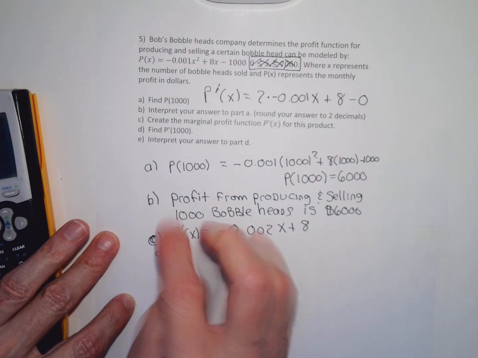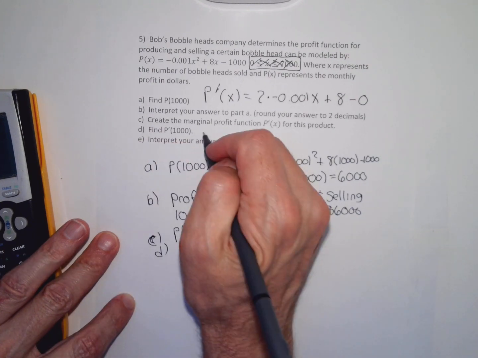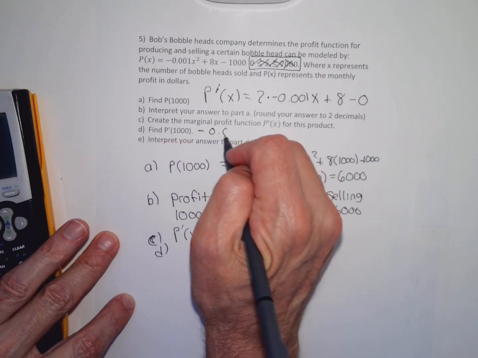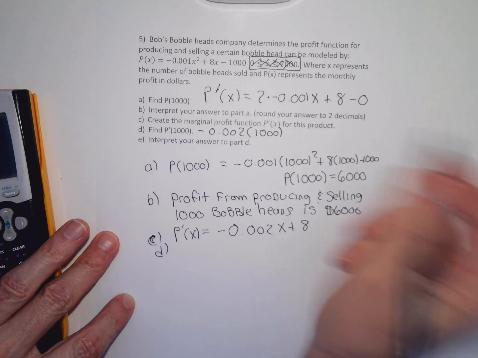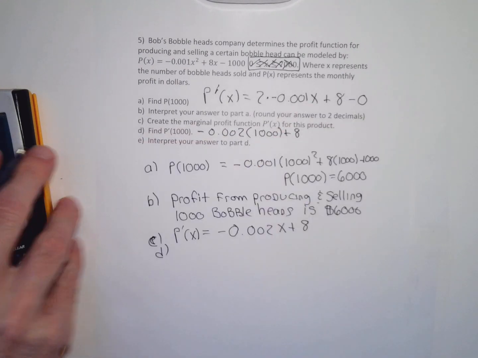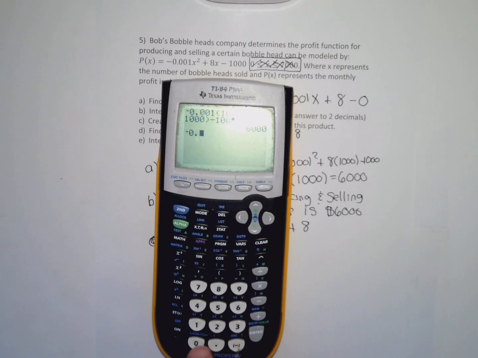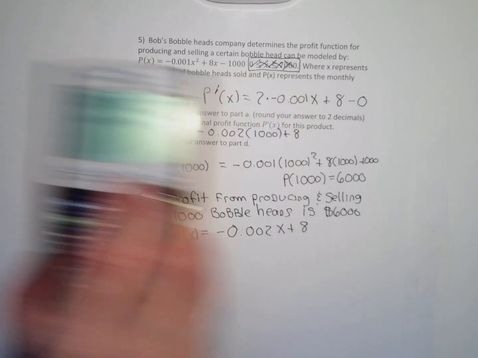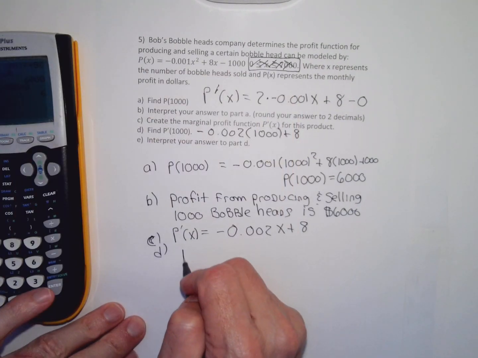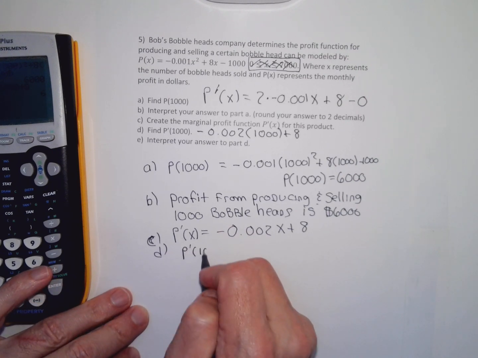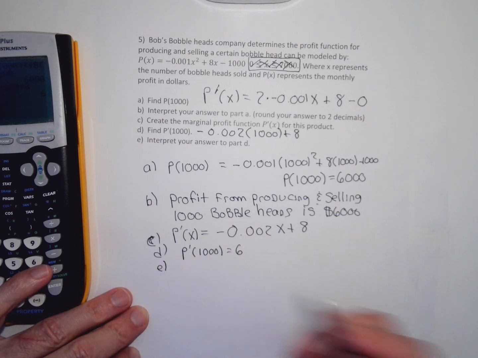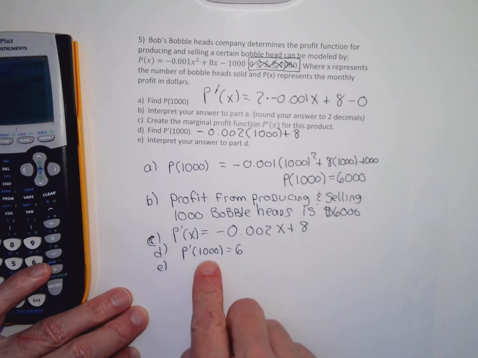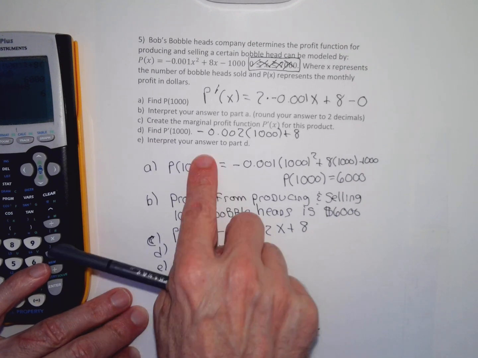Moving on to part D, I'm going to find p prime of 1,000 by just going negative 0.002 times 1,000 plus 8, and I get 6. So the answer to part D, the marginal profit function evaluated at 1,000, gives me the number 6. And marginal means next. The profit from selling the next or the thousandth and first unit is going to be $6. That's what I'm going to do for part E.